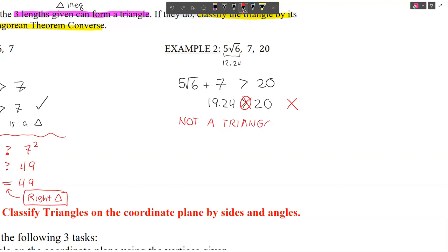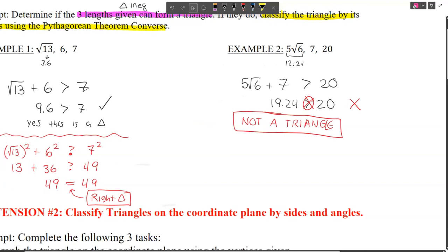The reason this is so important to check is that if you were to just jump into the Pythagorean theorem converse, you would still get an answer of acute, obtuse, or right, but that answer is invalid because you can't even make a triangle with these side lengths. So it's important to always check first whether it's a triangle, and then proceed to figure out what kind it is.